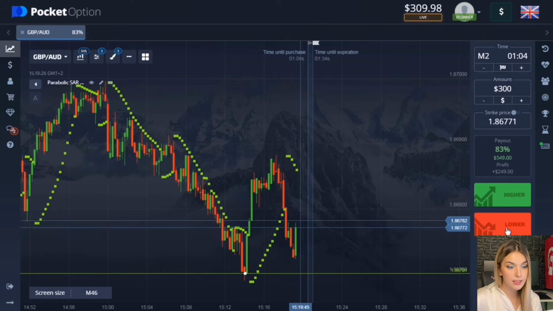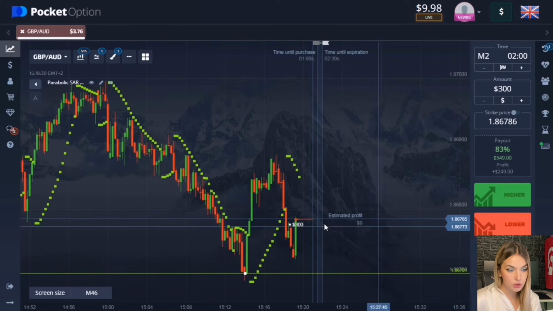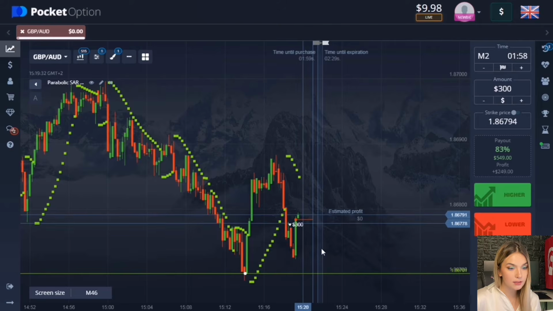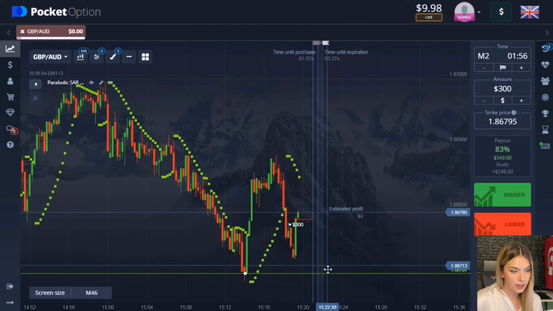Therefore, I propose to open a deal for a reduction. We will enter market for 2 minutes. I think that in this situation this time will be quite enough. Just now there has been a slight pullback up. This is a good point to open a deal for downside.